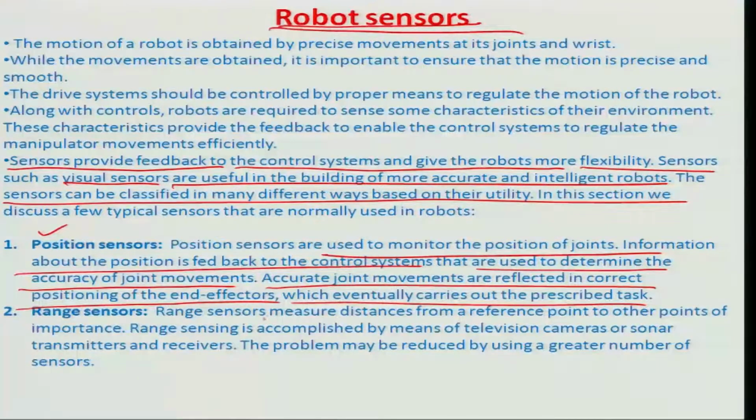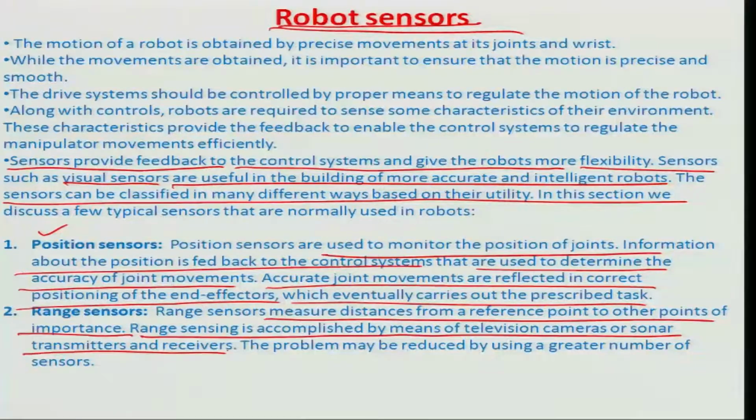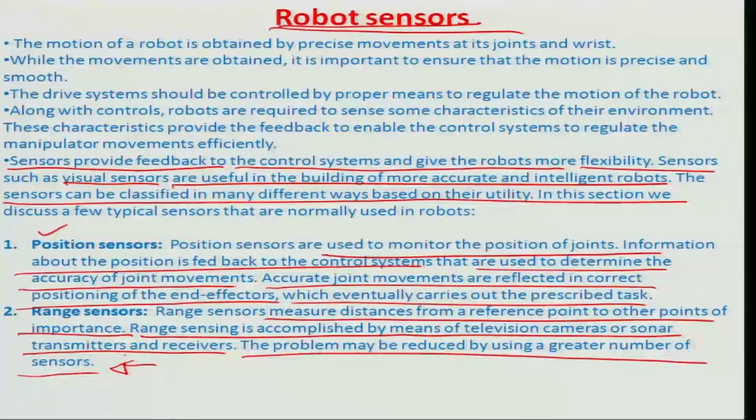It measures distances from the reference point to the other points of importance, and range sensing is accomplished by means of television cameras or sonar transmitters and receivers. The problems may be reduced by using a greater number of sensors. The idea is that within the robot range there should be an identification if there is any other movement in the range of movement of the robot, and in case of collision, there has to be a self-correcting mechanism which stops the mechanical activity of the robot the moment it faces an obstacle of that sort, in a varying environment. So, that is one issue that is very important in sensing.